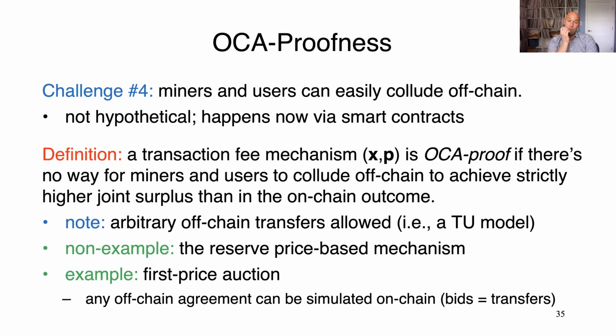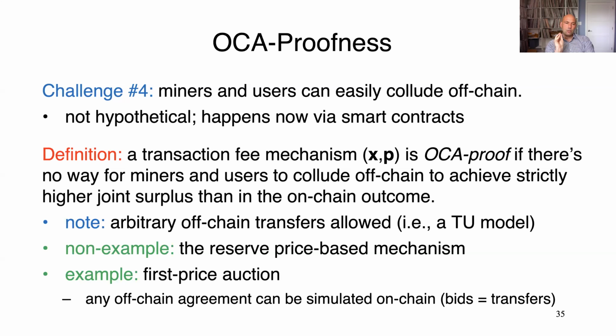Meanwhile, a first price auction, let's observe, does satisfy OCA-proofness. Why? Let a miner and users do whatever they want off chain. Ultimately, each user paid some amount to the miner for inclusion. But they just could have done that on chain. So whatever payments they made off chain, they could have communicated those exact same payments directly on chain.